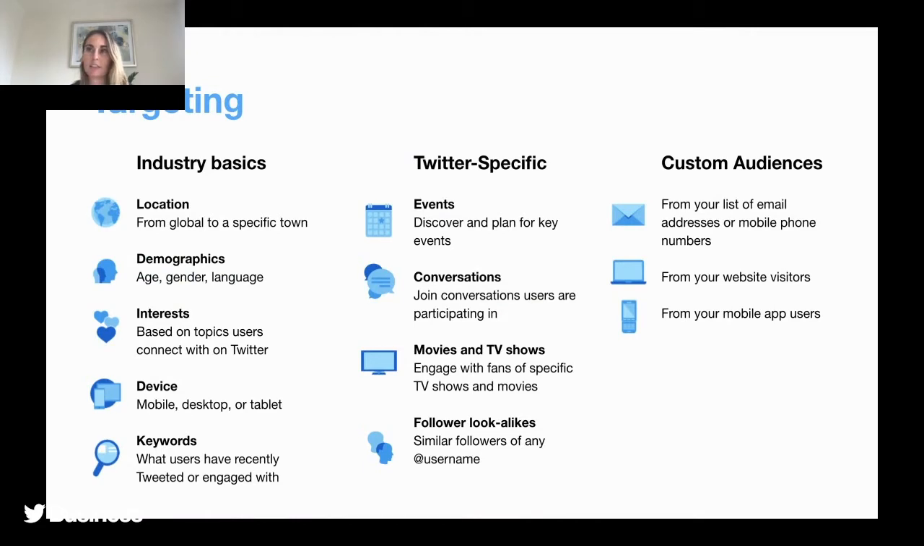What I think is so powerful about Twitter is you can actually discover and plan for events. So let's say a sporting event is going on and you want to target users that are watching that event, you can do that on Twitter. You can also join in on conversations that users are participating in, which is super powerful and an easy way to engage with your target audience. Movies and TV shows, you can engage with fans of specific TV shows or movies. Follower lookalikes, you could also target similar followers of any username. And then custom audiences, these are lists, so an email or mobile phone numbers that you can upload yourself. You can also target based off of website visitors, so off of that pixel, and then mobile app users.